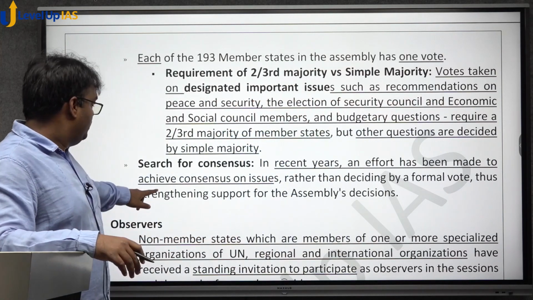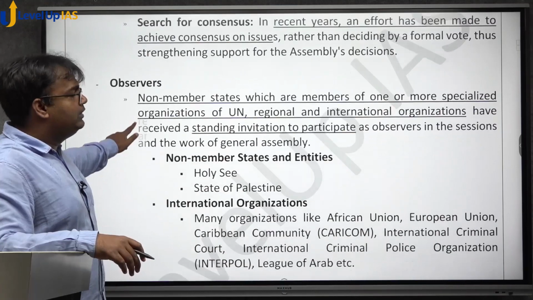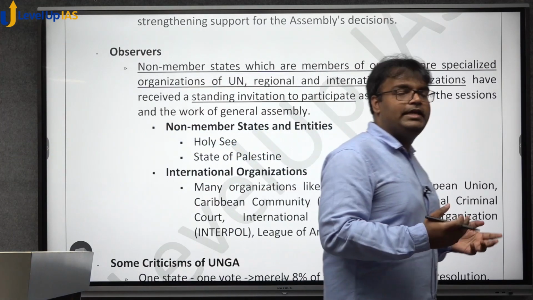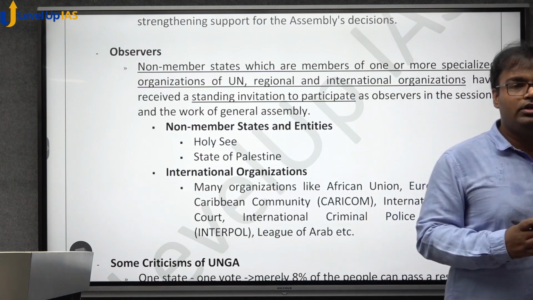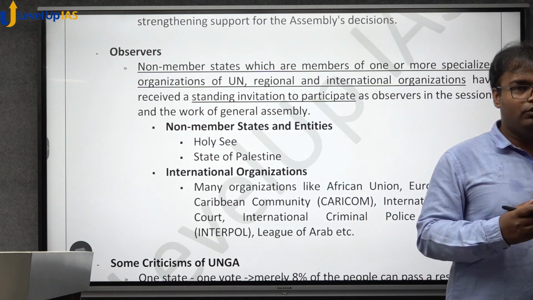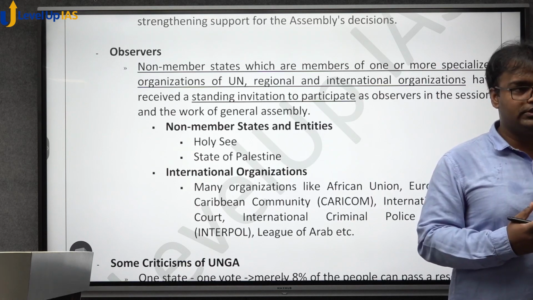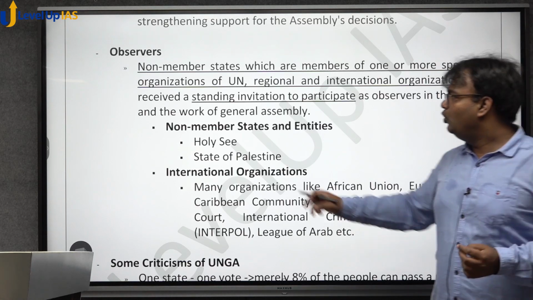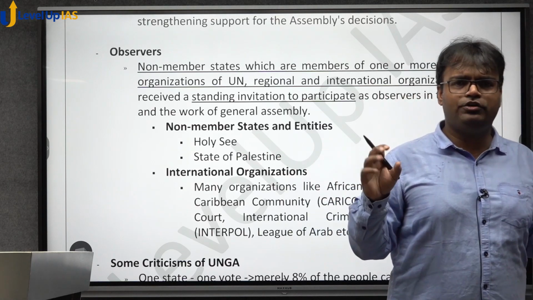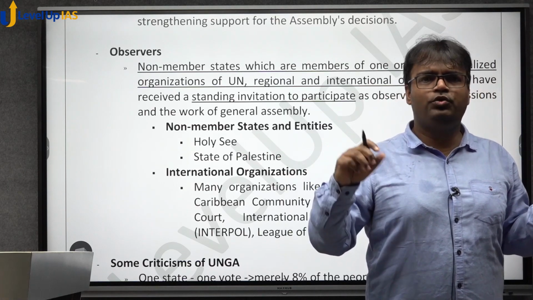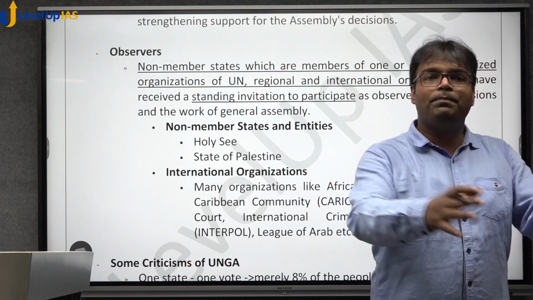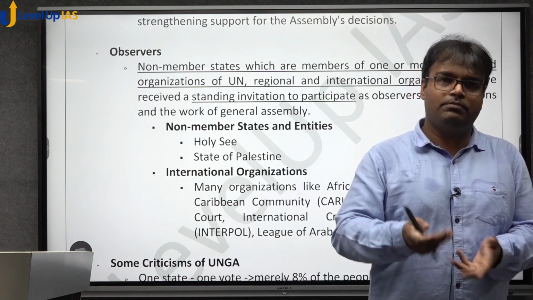Now, there are some states which are not members of the United Nations General Assembly, which have not officially joined it. For example, the Holy See. The Holy See is that body which is looking after Vatican City, and Vatican City is a country, right? So the body that looks after the governance there is the Holy See.